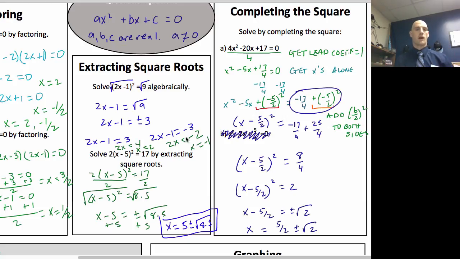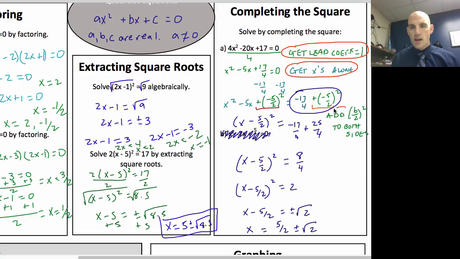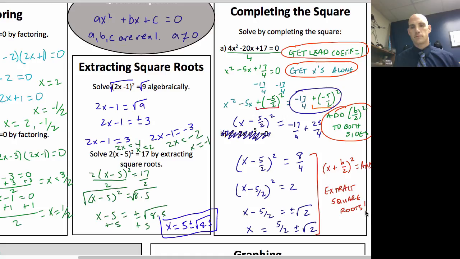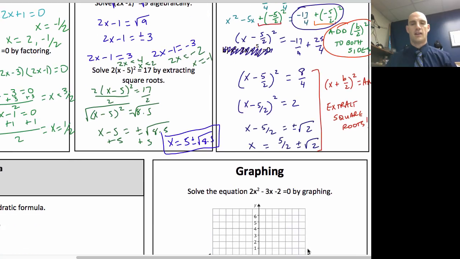Okay? And so completing the square, here are the steps. I'm going to circle them. Get the lead coefficient of 1. Okay, so I divided by 4. Get the x's alone, meaning put them all on one side. So I subtracted 17/4. I'm going to add b over 2 squared to both sides. Then I'm going to put x plus b over 2 in parentheses is equal to whatever this sum was, whatever I added to that side, okay? So x plus b over 2 squared equals answer, and then extract square roots. Okay, to get my answer. That's completing the square. I'm literally adding something to both sides to complete it, so I have a neat little square that I can extract square roots from.